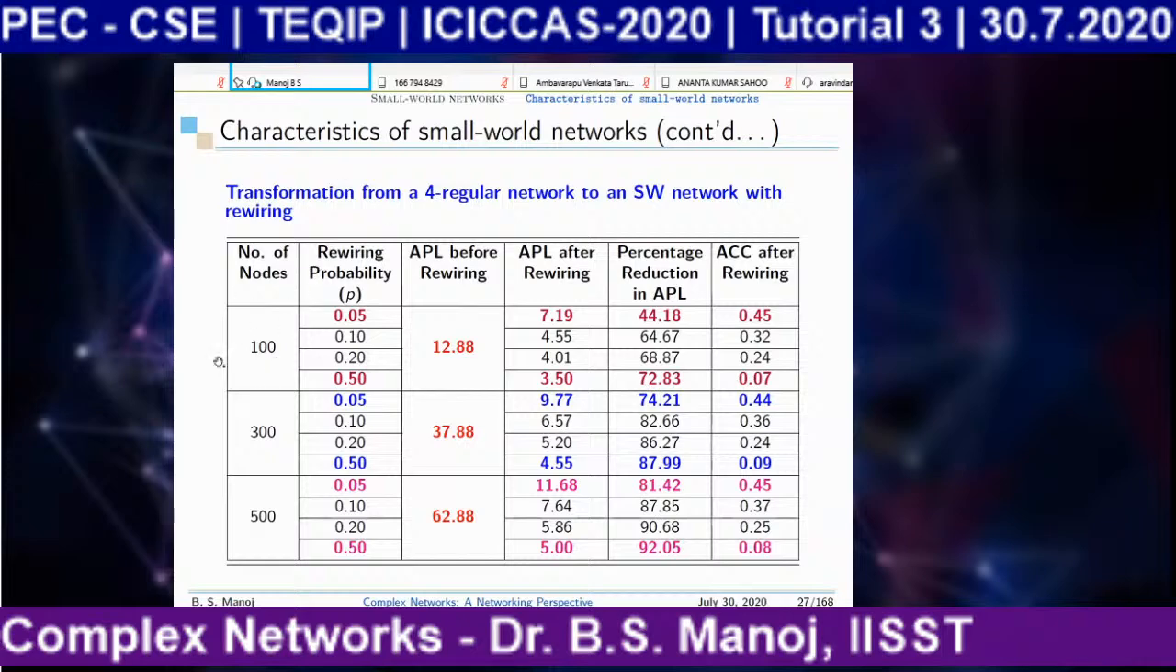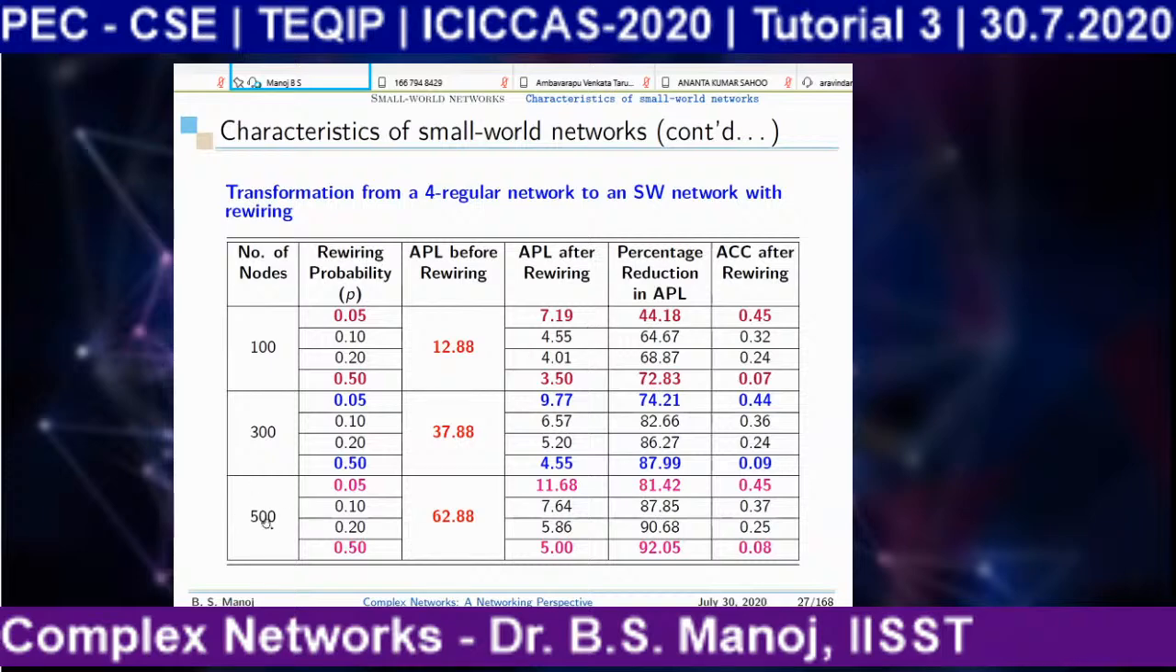Okay, so this is a 100-node network, 4 regular network, and the probability of rewiring is 0.05. Before rewiring, the average path length was 12.88, and once it is rewired, the average path length when p is 0.05 is only 7.19. So a 44 percent reduction in average path length. What that means is even if p is very small in a 100 node network, the path length reduction is 44%. The network has become 44% smaller compared to the original regular network.